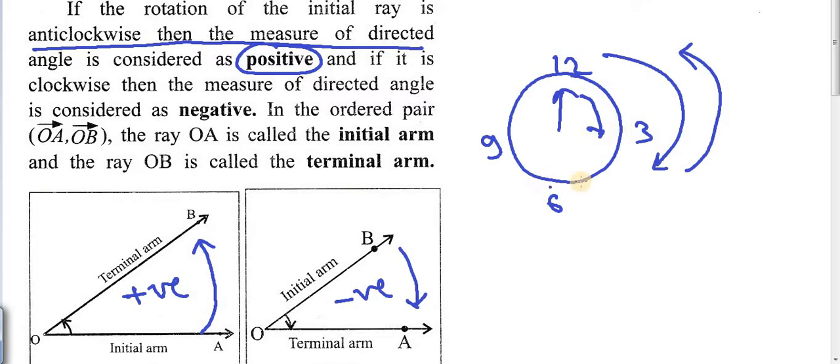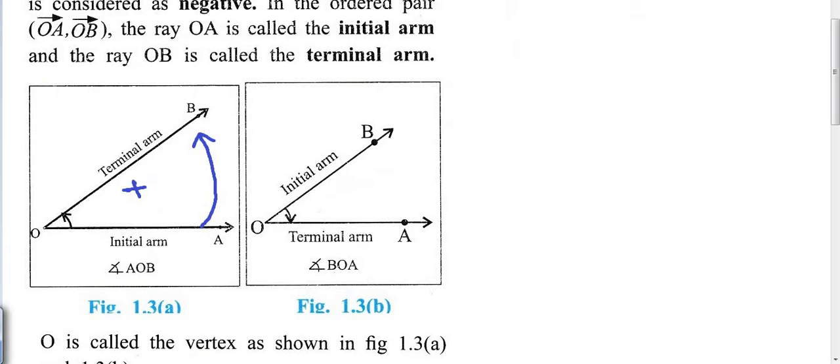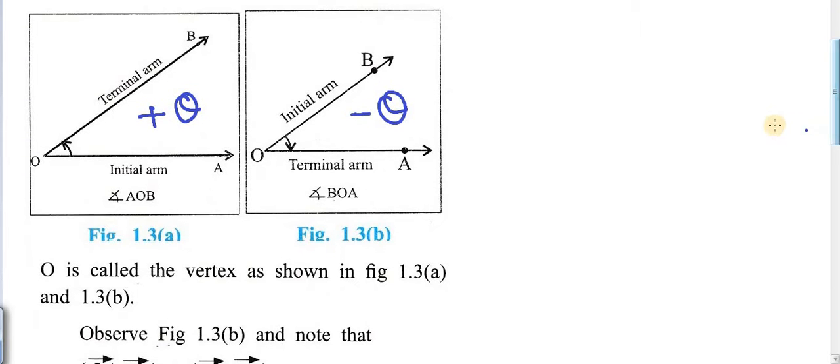So if the ray is rotating in anti-clockwise direction as shown in figure 1.3a, then the angle is positive angle. So AOB is positive angle and BOA is negative angle. Let us consider that the measure of the angle is theta. So if the measure of angle is theta, then in first case it is plus theta and in second case it is minus theta. So always remember, if the rotation of the ray is in anti-clockwise direction, then the angle is positive, and if it rotates in clockwise direction, then the angle is negative.